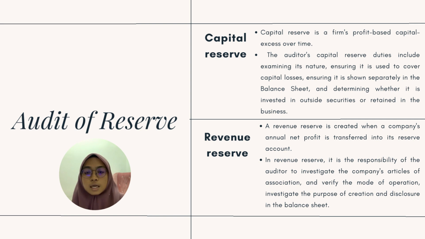For revenue reserve, it is created when a company's annual net profit is transferred into its reserve account. In revenue reserve, it is the responsibility of the auditor to investigate the company's articles of association and verify the mode of operation, investigate the purpose of operation, and disclosure in the balance sheet.